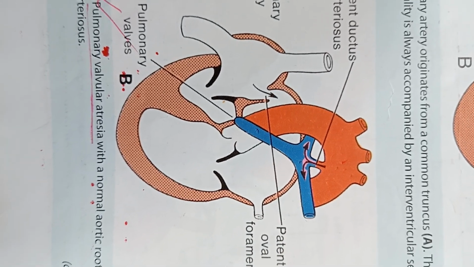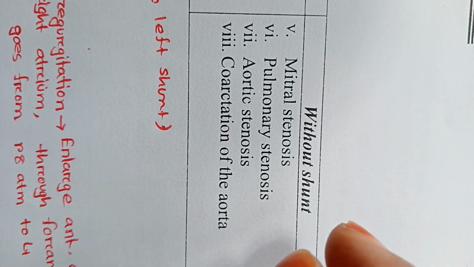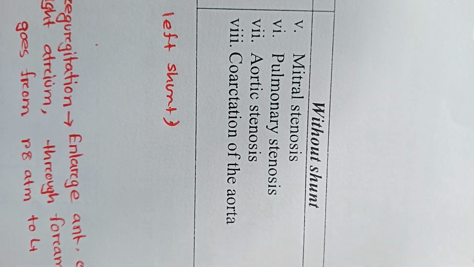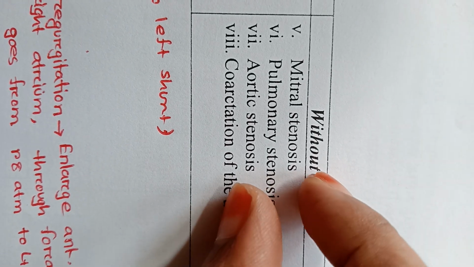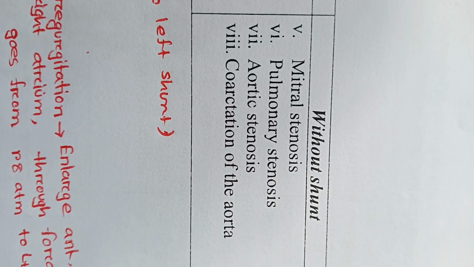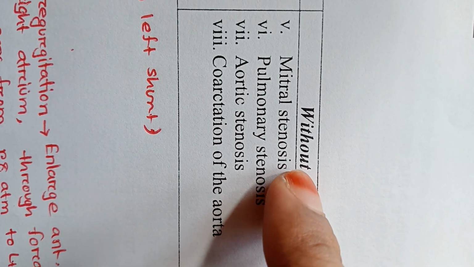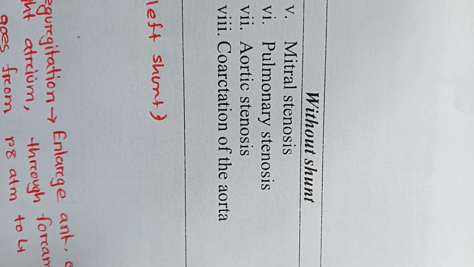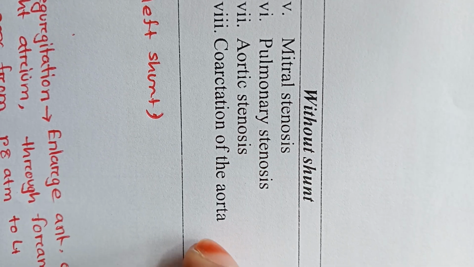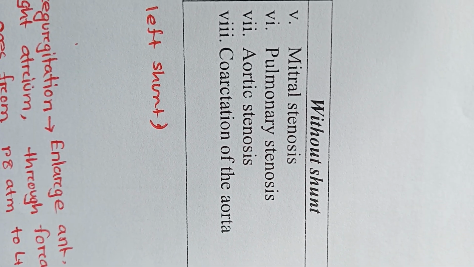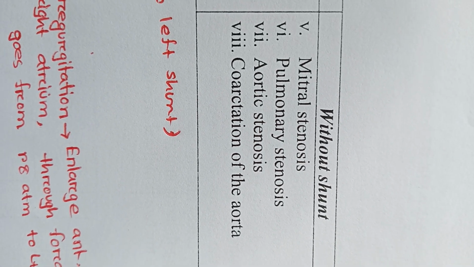So this is under the classification of the acyanotic heart disease. Now, without shunt in acyanotic heart disease, there are various types of classification, that are the stenosis. So first of all, we have to know what is stenosis. Stenosis means narrowing. So in the heart valve, narrowing occurs in the heart valve, that is mitral stenosis, pulmonary stenosis, aortic stenosis. In addition to that, there is another classification, that is coarctation of aorta. The coarctation means also narrowing of the lumen of the aorta.